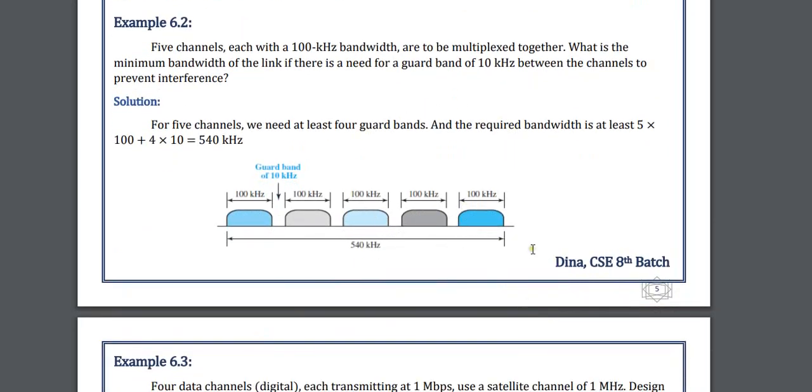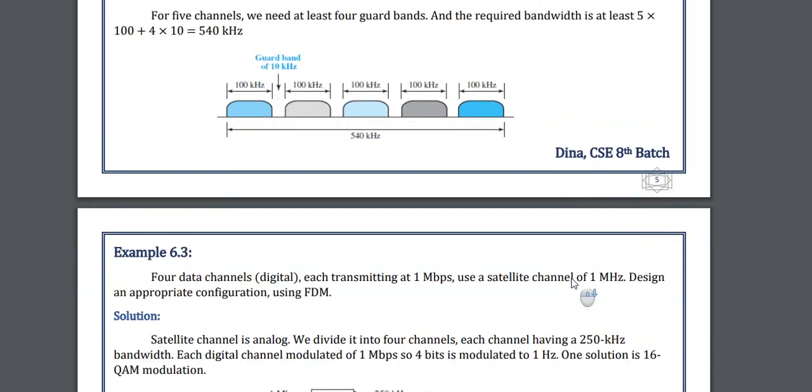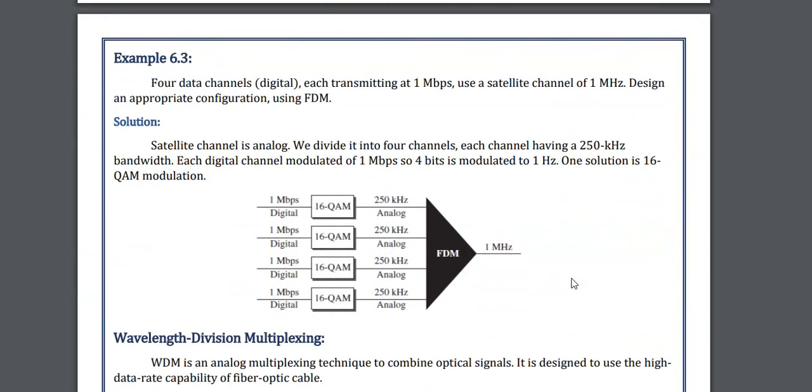Now again, here is a mathematical notation for FDM. By this picture you can understand what a guard band is. The guard band is the free space between two frequencies. In this FDM section, different inputs have different frequencies, and after combining them, it will send a 1 megahertz signal to one link, which is known as the multiplexing section.